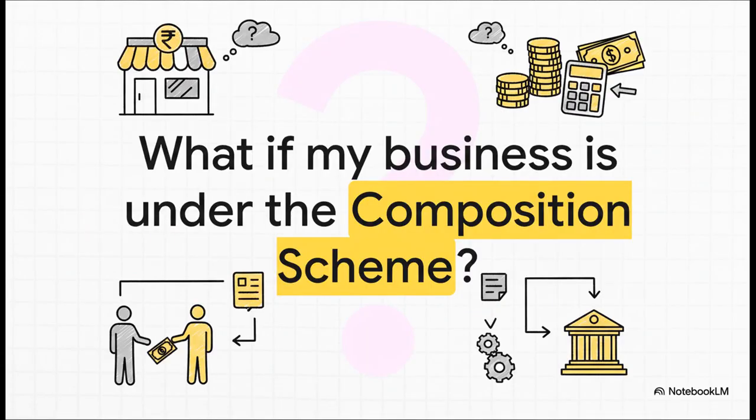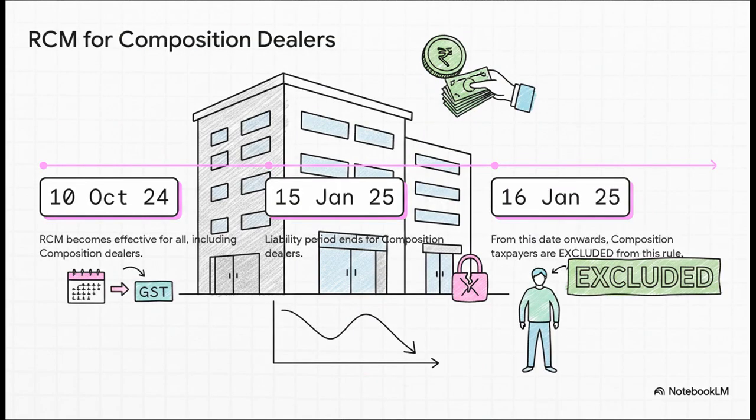Another great question comes from folks who are under the composition scheme. The rules are a bit different. So do they have to worry about this RCM on rent? For businesses on the composition scheme, things have changed. For a little while, they were liable for this, but the good news is, as of early 2025, they are now completely excluded from this rule. So if you're a composition dealer today, you can breathe easy. This rule no longer applies to you.